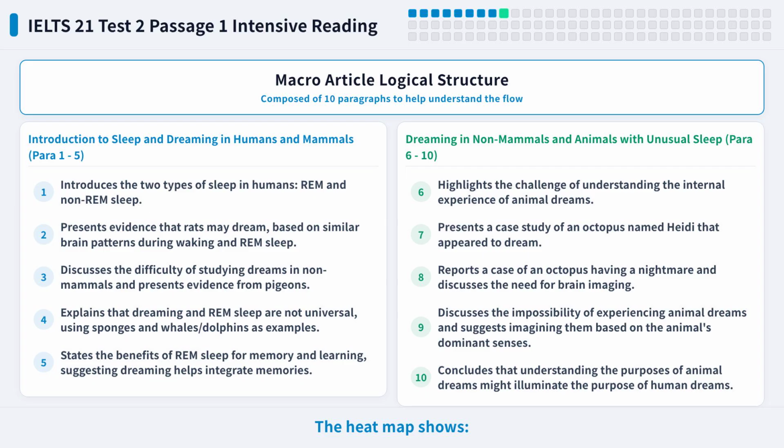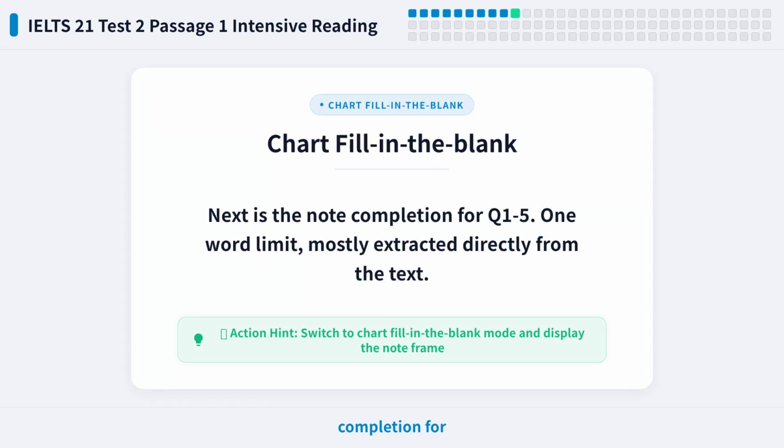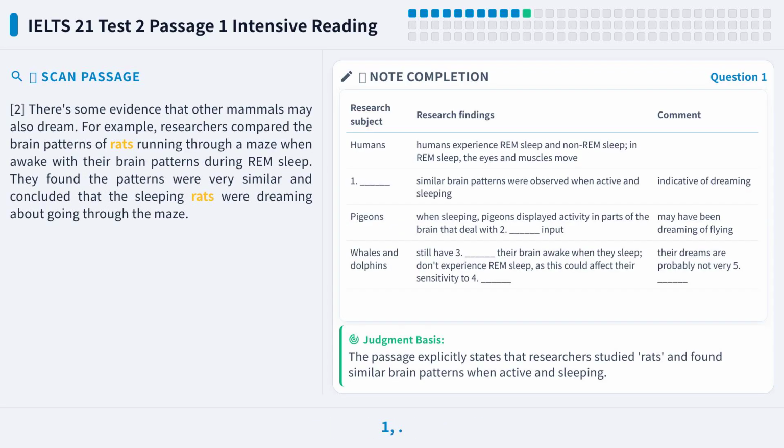The heat map shows completion questions are in paragraphs 1 to 3, and true/false questions are in paragraphs 4 to 9. Next is the note completion for Q1-5. One-word limit, mostly extracted directly from the text. Let's look at question 1.